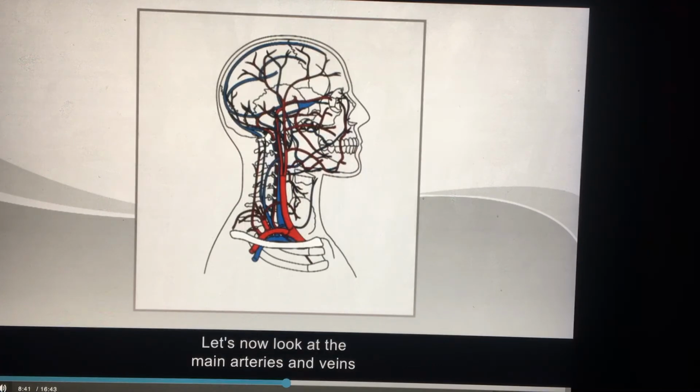Let's now look at the main arteries and veins that supply blood to the face, head, and neck. Blood reaches the face, head, and neck through the common carotid arteries. These are located on either side of the neck. These arteries split into the internal and external carotid arteries. The internal carotid artery supplies blood to the brain, eyes, and forehead. The external carotid artery branches into smaller arteries to supply blood to the skin and muscles of the head.